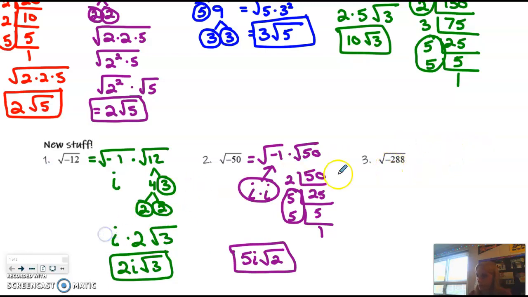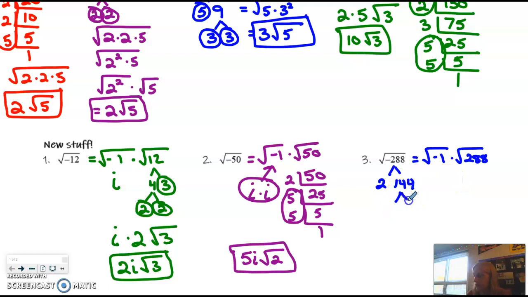Next, root of negative 288. I'm going to be honest, I prefer to do the tree, but it is totally your call. So I look at this and I'm like, oh shoot, 288. Well, first thing I'm going to do is rewrite that as square root of negative 1 times square root of 288 to get the negative out of there. But now I look at 288 and I'm like, shoot, I don't know what goes into 288, but I know that it's even. So if I divide by 2, I get 144.